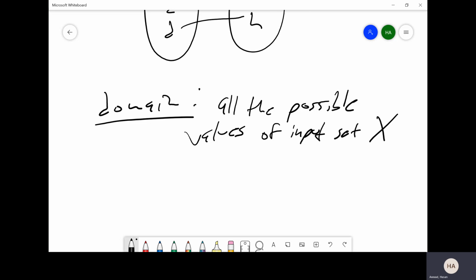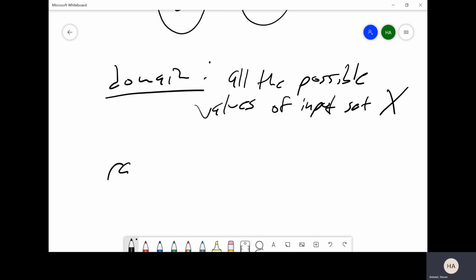It's pretty simple as far as domain is concerned. Then we have range, which is a pretty common term. Hopefully you guys have heard of range before. The range of a function f is going to be all the elements of set y.